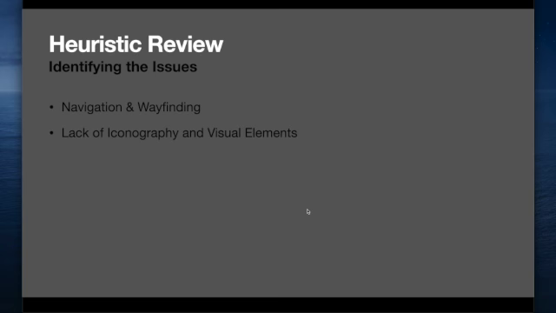The first step was conducting a heuristic review where I identified the core issues and opportunities for improvement, that being navigation and wayfinding, a lack of iconography and visual elements, a need for a clear and obvious technical support button, as well as progressive disclosure, where we limit the amount of information available to the user at one time to prevent information overload and help them make decisions faster and more efficiently. The last thing is called design consistency.